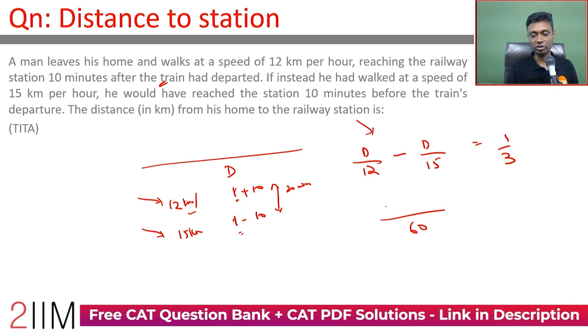So LCM is 60. 5d by 60 minus 4d by 60 is 1 by 3. Or d by 60 is 1 by 3. D is 20 kilometers.